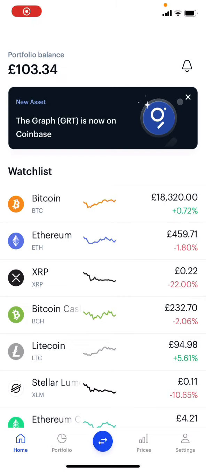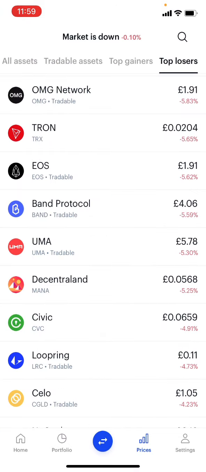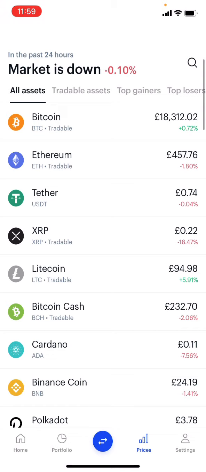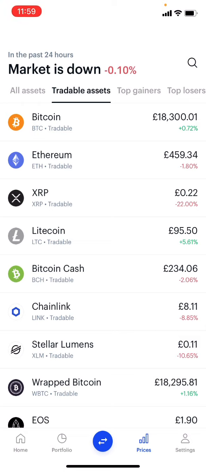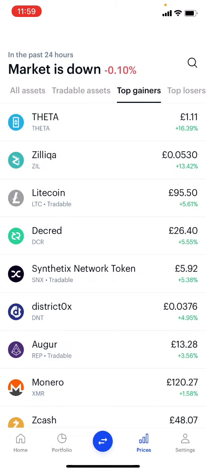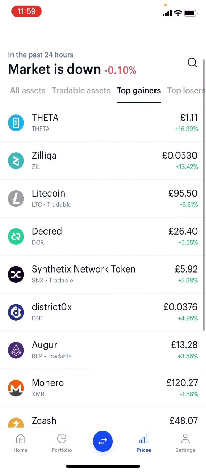You can also see the price, high price, low price, and tradable assets. So you can see all the cryptocurrency listed on Coinbase. Coinbase also has a pro account, which you have to pay for. Tradable assets means these are all the coins allowed by the UK government, so you can buy and sell them. Some coins are not allowed to be bought and sold in the UK. You can also see top gainers, the coins that gained the most today, and top losers as well.